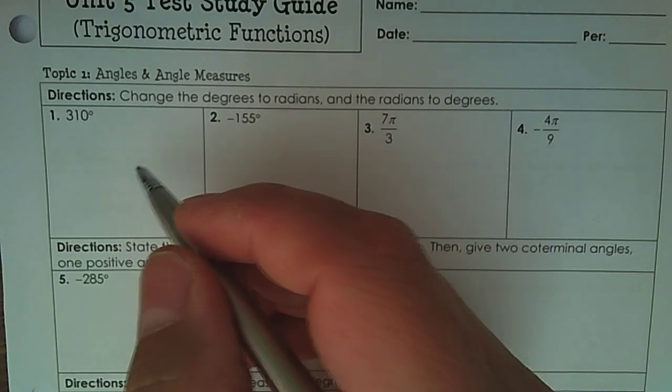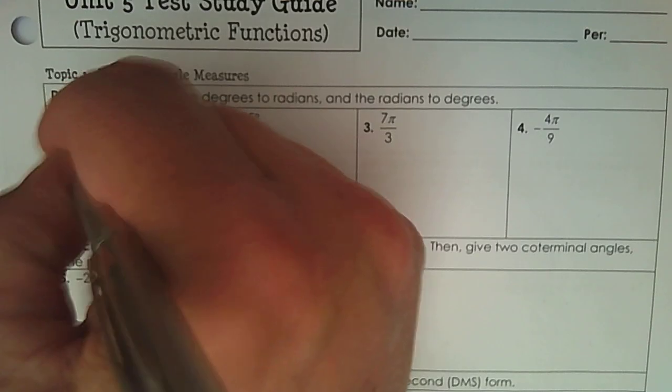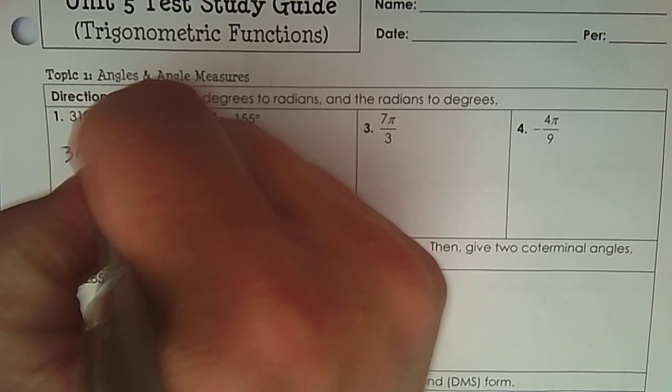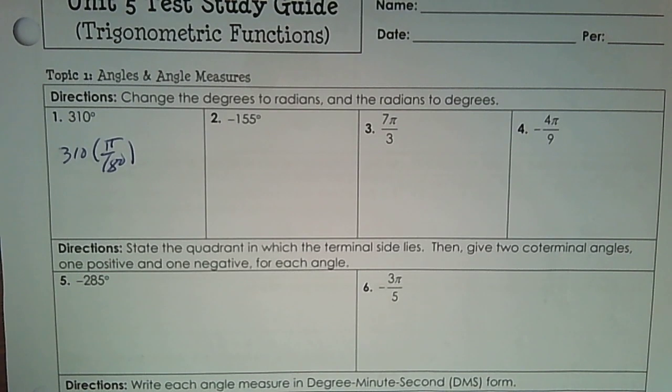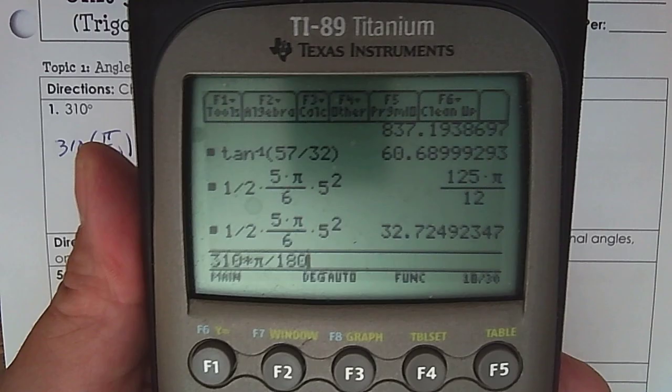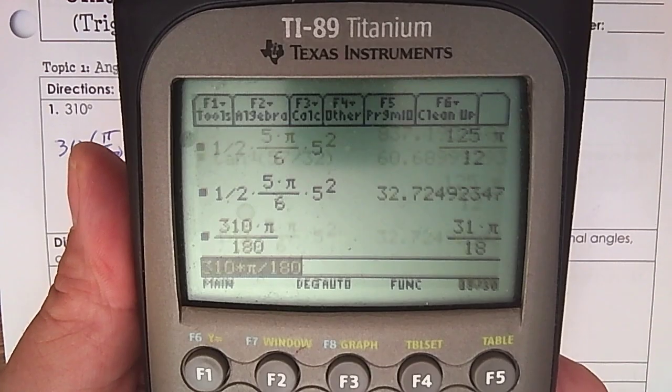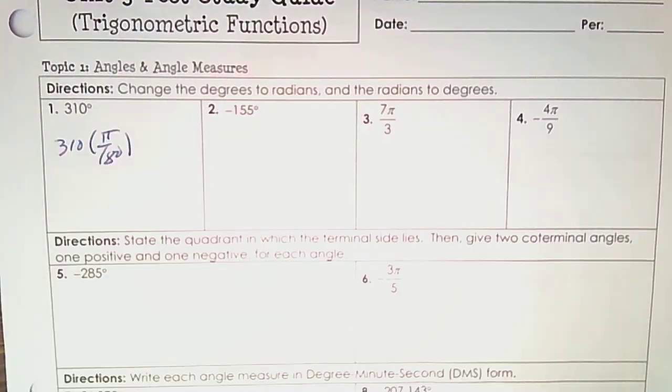How do you change it from degrees to radians? And the answer is you multiply it by pi over 180. And if you want to, you can use your calculator or Desmos and just multiply it. I'd allow you to do that. So, 310 times pi over 180. That's what it would look like. So what fraction do you get? It is 31 pi over 18.